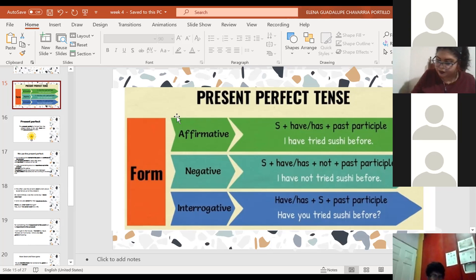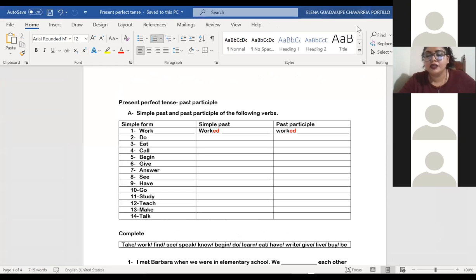Let's change. Right now. Let's see, here we have our exercises. Okay, in this exercise, we are going to say the verb in simple past and past participle. ¿Cuál es el verbo en pasado simple, y cuál es el verbo en past participle? Esto ya lo hemos visto en nuestro cuadro. Ustedes me van a ir diciendo, yo voy a ir escribiendo lo que es el pasado, ¿verdad?